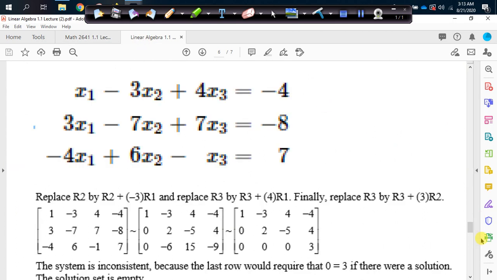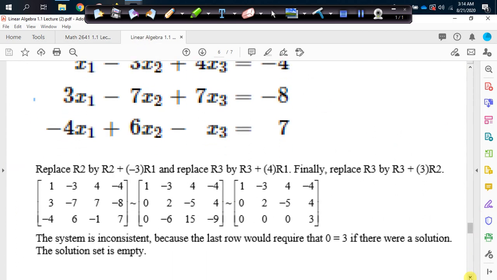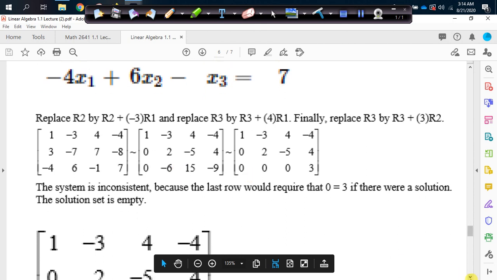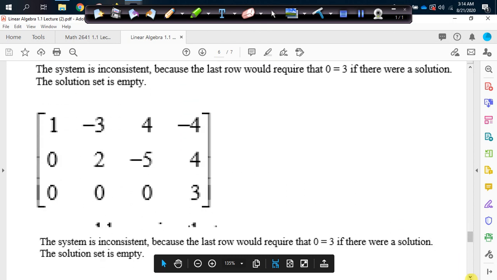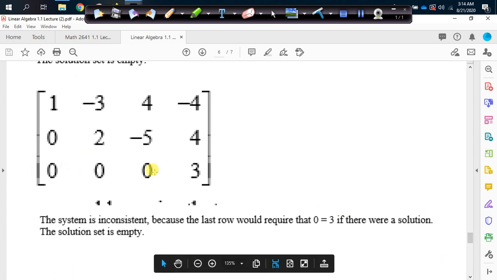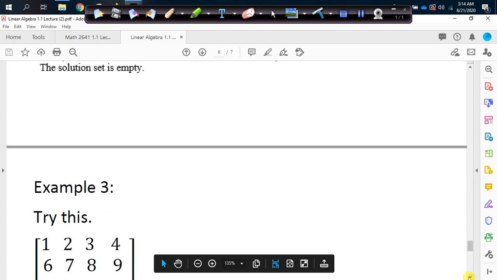So this is where they did it from the book. So the system is inconsistent. If the last row has zeros and then it has a non-zero on the right side, then that means that there is no solution. Okay, so the solution set is empty.